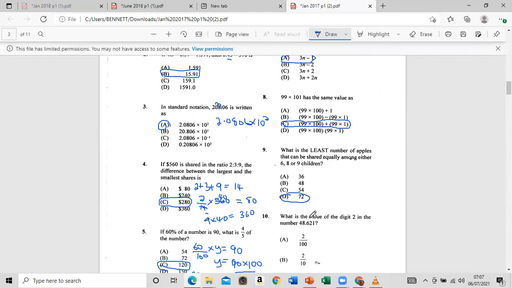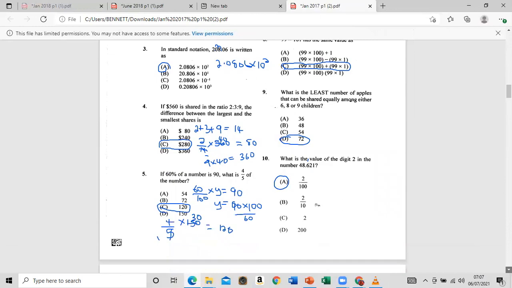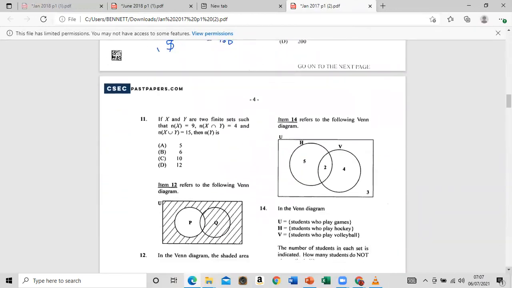What is the value of the digit 2 in the number 48.61? Now this 6 is the same as 6 over 10. So this is 2 over 100. Remember, we don't have any ones, right? So we start at the tenths, hundredths, thousandths. All right. My English teacher would be so proud of me right now.